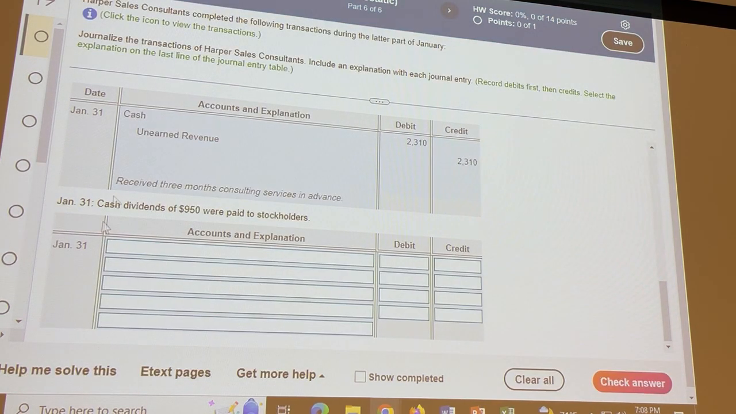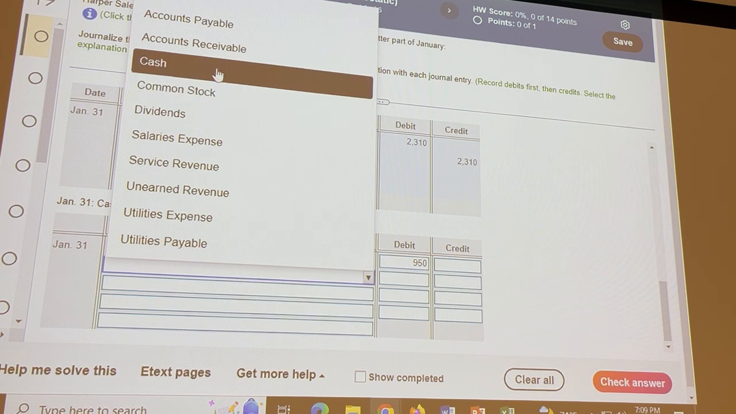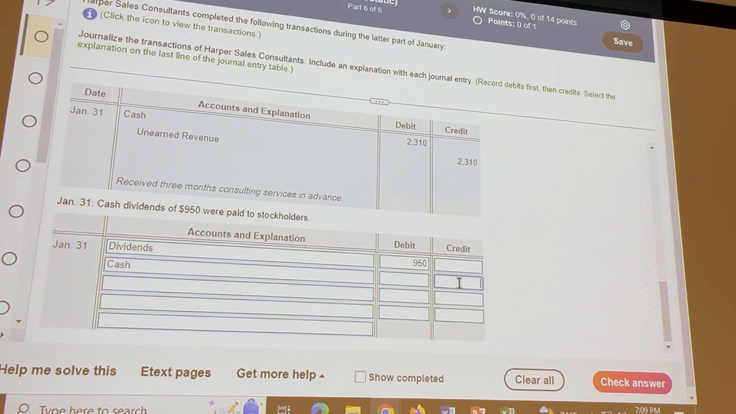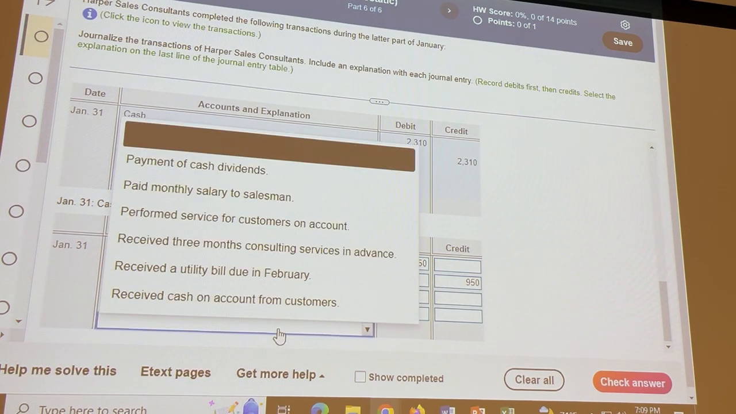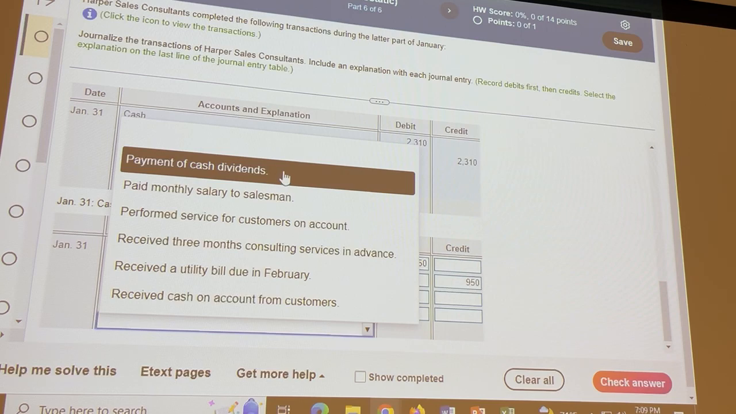Okay, then cash dividends of $950 were paid to stockholders. So dividends goes up with the debit. So we will debit dividends, 950. And then cash goes down with a credit. So credit of 950 to cash. And at the bottom, payment of cash dividends.